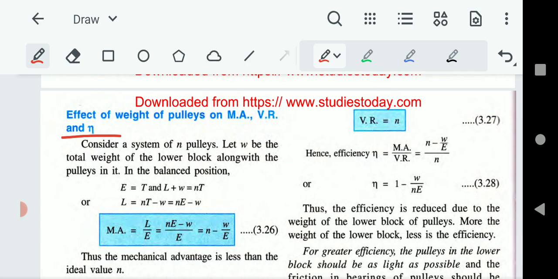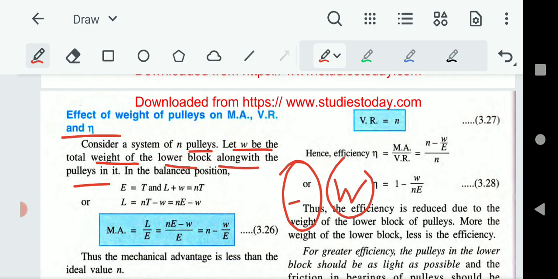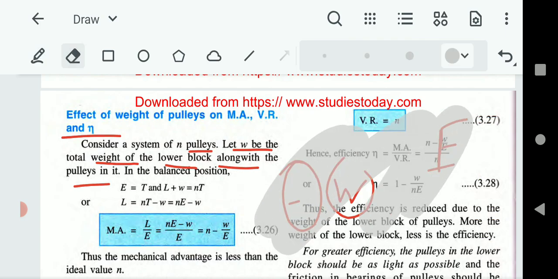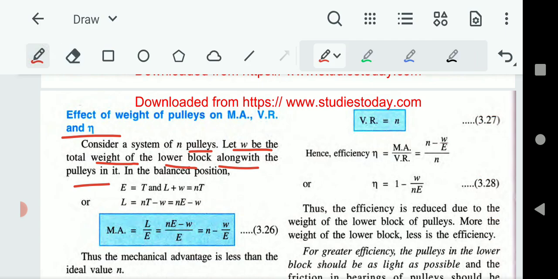Consider a system of n pulleys. Let W be the total weight of the lower block along with the pulleys. नीचे का जो ब्लॉक सिस्टम है उसमें टोटल जो वेट है वो W है with the pulley. In the balanced position, what will happen? The effort will be T, and the load will be L plus W, that equals N into T, where N means the number of pulleys and W is the weight of the pulley structure.